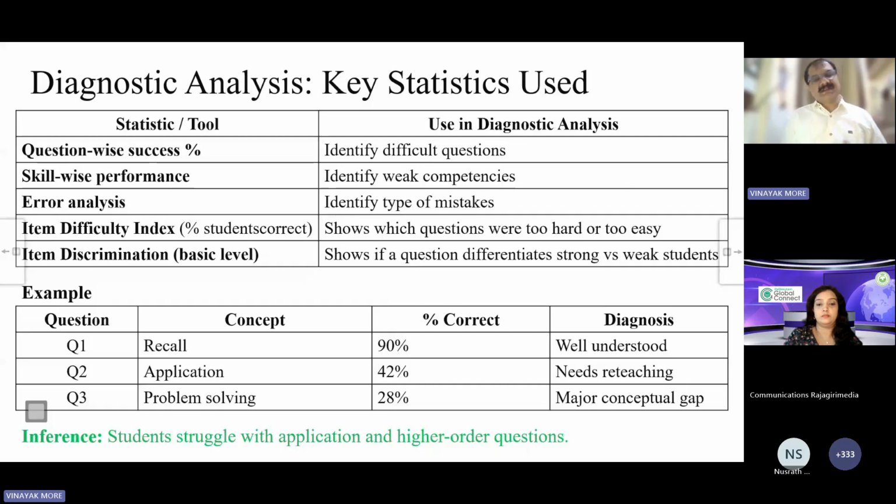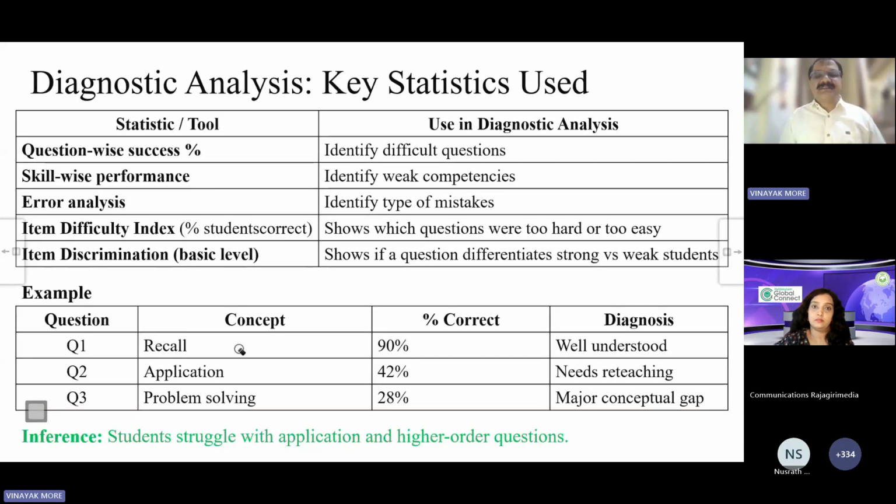Error analysis is finding the typical error. For example, for question 3, problem solving, only 28% of students were able to solve it. Then you can go through question 3 and identify the common error or common mistake that students have made. You can also find the attempt difficulty index. For example, there is one question that 100% of students have solved, or one that very few students have solved. Based on that, you can compare which question is difficult and which was too easy.